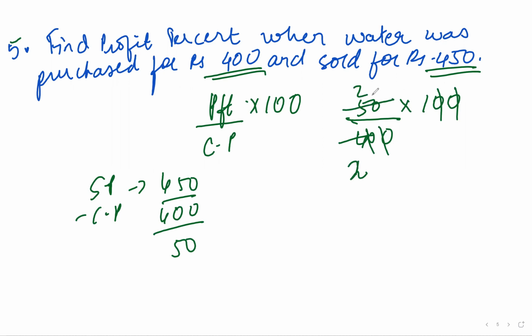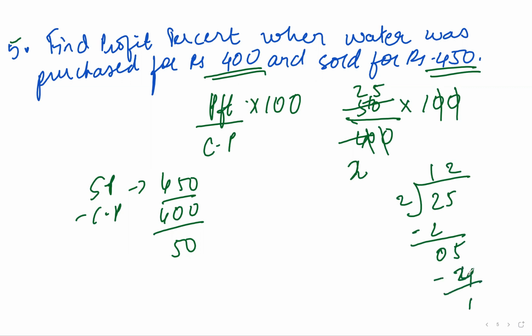2 2s are 4, 2 5s are 10. As I cannot divide further, I will write like this. 2 1s are 2. So either your answer can be 12 1/2%, or it can be 12.5%, because 1/2 means 50%. In decimal, it will be 0.5.